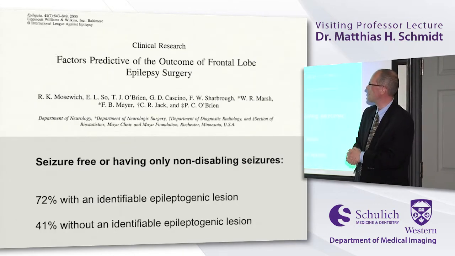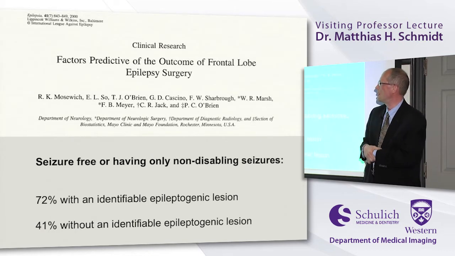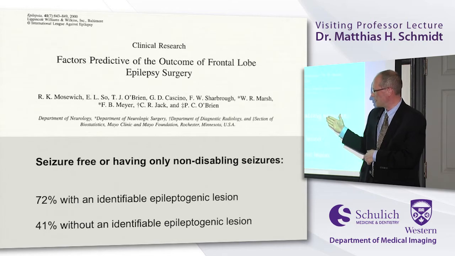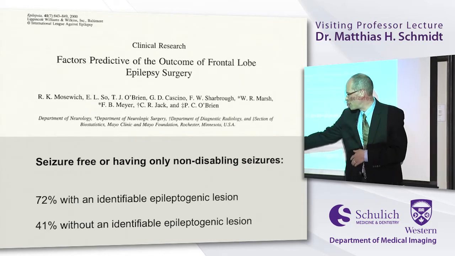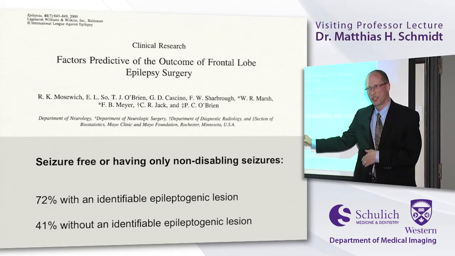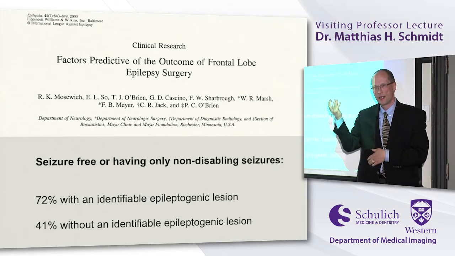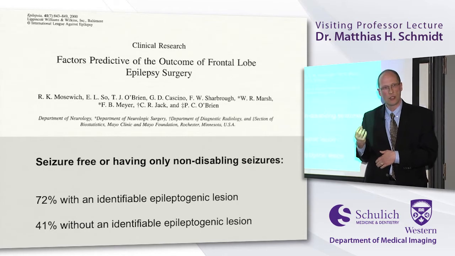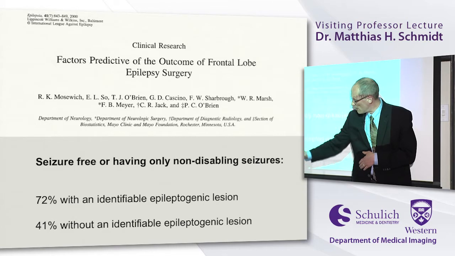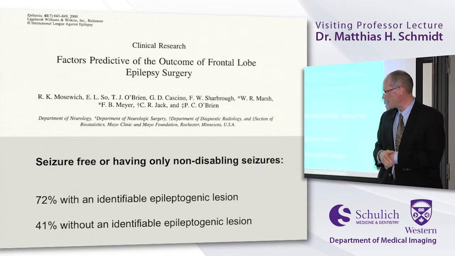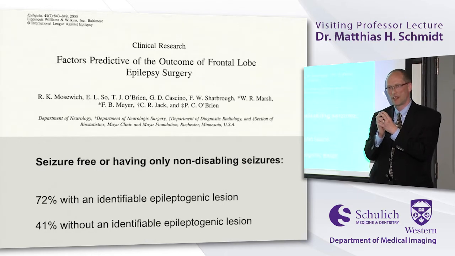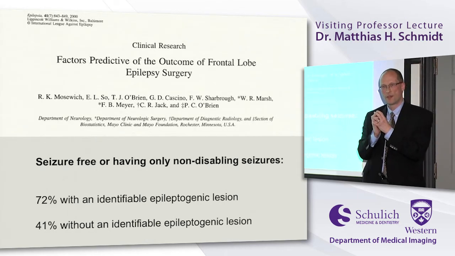Now, looking at treatment, surgical treatment of frontal lobe epilepsy, you become seizure-free or have only non-disabling seizures in a large percentage of cases if an epileptogenic lesion could be identified by imaging prior to surgery, and if the piece of brain you've taken out includes that epileptogenic focus. Whereas the chance of having an excellent outcome is only about 41% if there was no such imaging positive lesion that you know you took out with the resected brain.